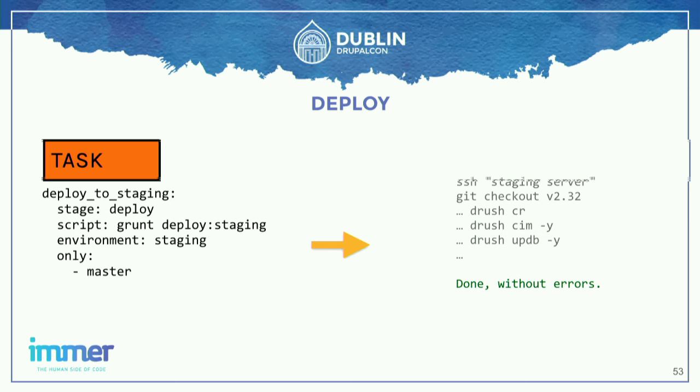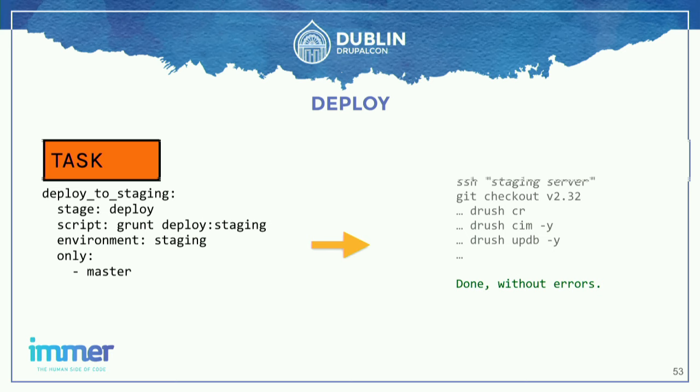Here's an example of our deployment script task. It's part of our deploy stage, and the script it runs is grunt deploy, and then our environment, in this case, staging. So grunt deploy is another example of a front controller command that is responsible for the things you see on the right. So in this case, SSHing to the staging server, checking out the deployed tag, clearing the cache, then importing your database, your configuration management, and then running any database updates if necessary.